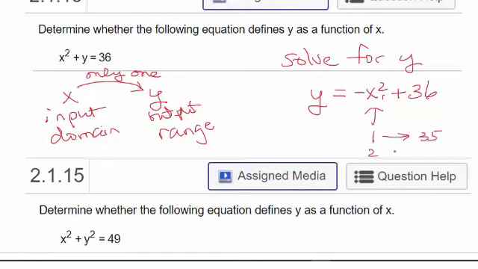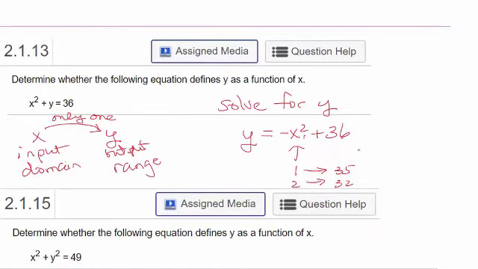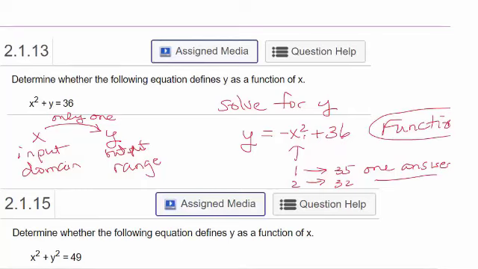If I were to plug in 2, I'd get negative 4, which would give me 32. Negative 4 plus 36 is 32. It's never going to be the case that I get anything other than one answer. When you square a number, negate it, and then add it to 36, you always get one answer. So this is going to be a function. So you might say, Miss Hearn, won't that always happen when you have an equation and you solve for y? But the answer to that is no.